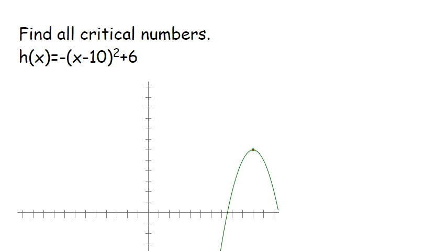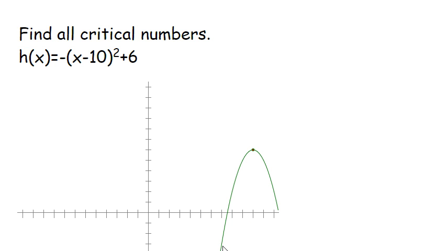So let's just talk about the graph here real quick. So this is the graph of h of x. And the reason for the red dot here is, the x coordinate associated with this red dot is actually going to be the critical number. Okay, so I'm just telling you that. And also I want to say something else.